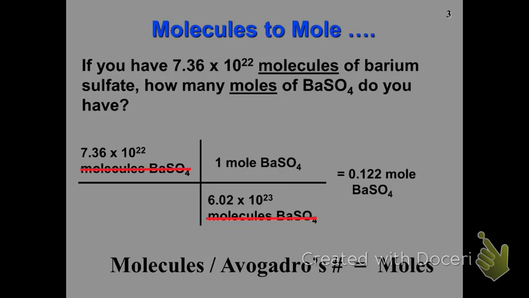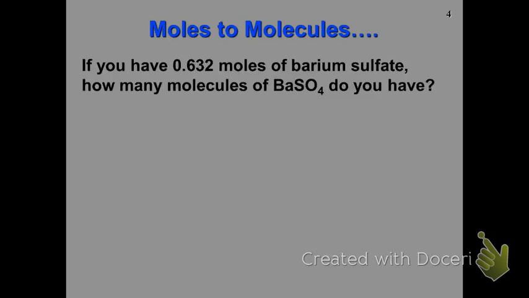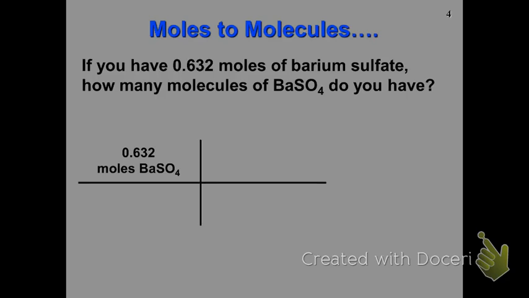Now, we can do the opposite problem, which is right here, moles to molecules. Here's a problem. If you have 0.632 moles of barium sulfate, we'll keep this with barium sulfate so we don't have to go back, and so we can keep the same relationship. How many molecules of barium sulfate do you have? Again, you write down what's given, 0.632 moles of BaSO4. We go ahead and make our little grid. We can then cross this out.